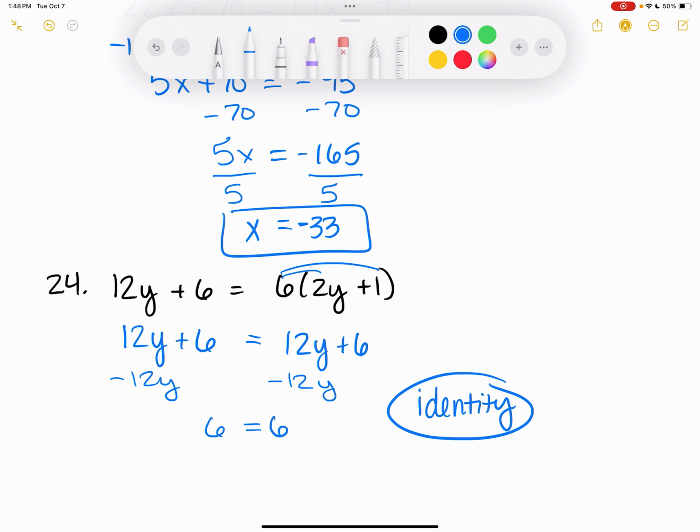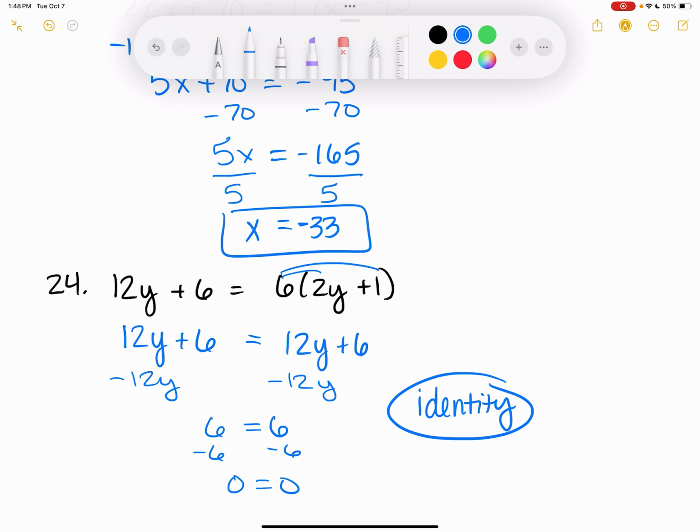Any number that I plug in for y, I could plug in 2, I could plug in 500, I could plug in negative 73. No matter what value I plug in, this is always going to be equal. Okay, so that's what an identity means. If I subtracted 6 from both sides, I'd have 0 equals 0.